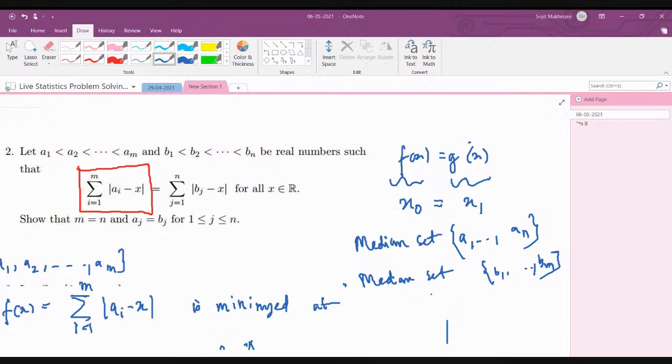Let's say both are odd. So we have the median, and the value they are becoming same. So what we can do? If the sets are same, can we consider that both have an equal number of values? I mean equal number of set points. Wait a minute, let me think. No, we cannot tell that. Why? I mean the order might be the same, right?